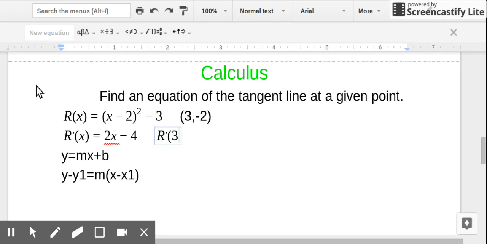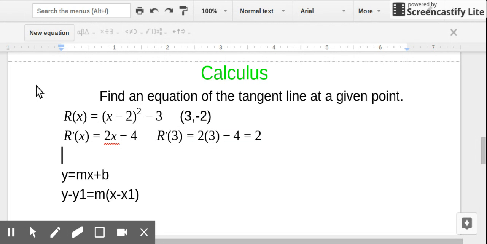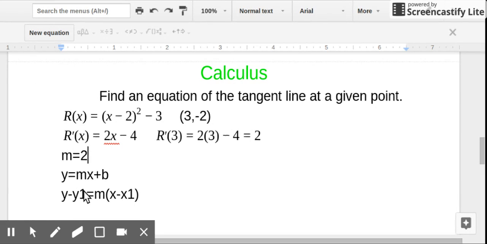We want to plug in our x coordinate. We get 2 times 3 minus 4. Let's simplify that: 6 minus 4 is 2. So the slope m is equal to 2. Okay, well, we got everything we need now.